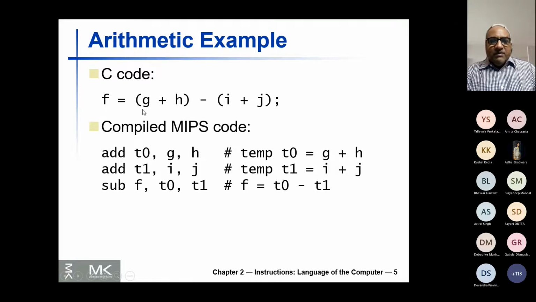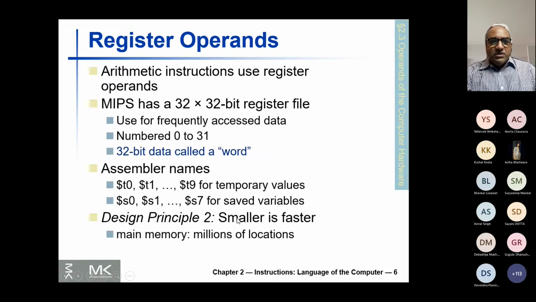But when you are executing this particular command, you have some intermediate results. First of all, you will perform the G and H addition, the I and J addition, then the subtraction. These intermediate sums will be placed in the temporary registers, T0, T1, and so on. The values in these variables are stored in a set of registers known as temporary registers. Those registers hold the temporary values.